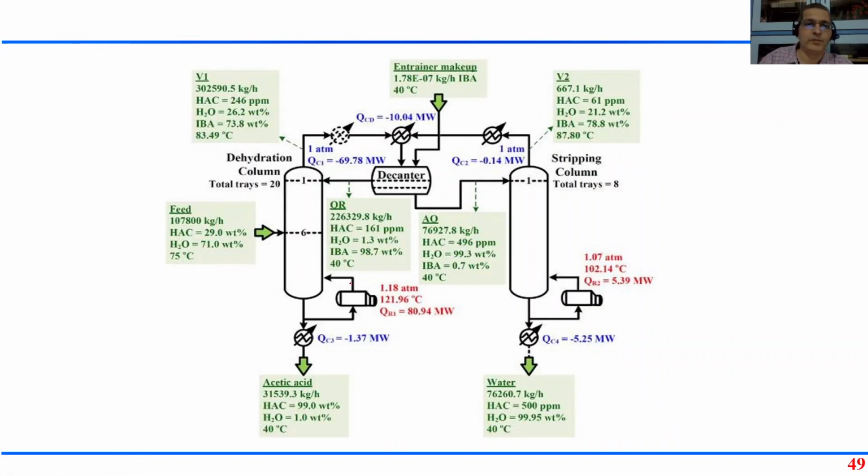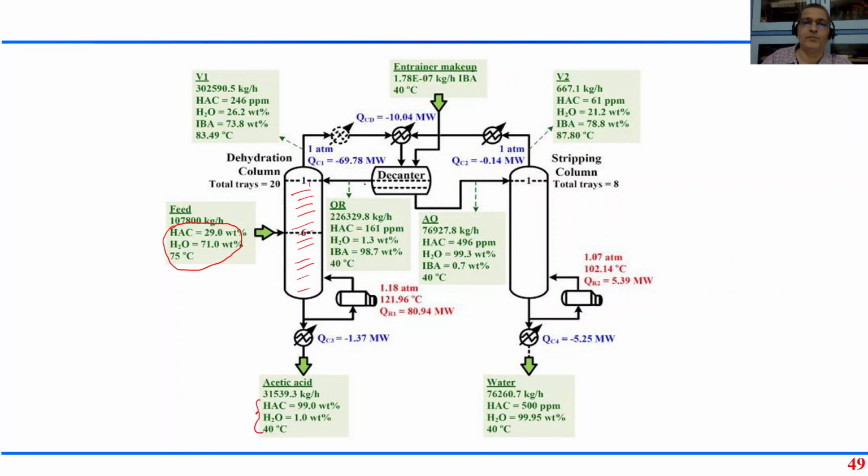Okay, so one possibility is this. This is our feed mixture, 30% acetic acid, 70% water. I send this to an azeotropic column. This is my azeotropic column, heterogeneous azeotropic column. I distill it out. I get pure acetic acid at the bottom.